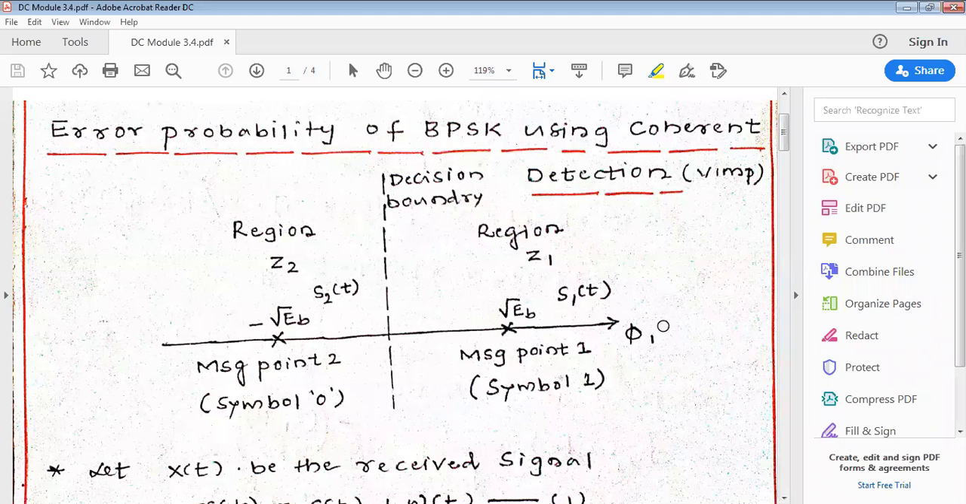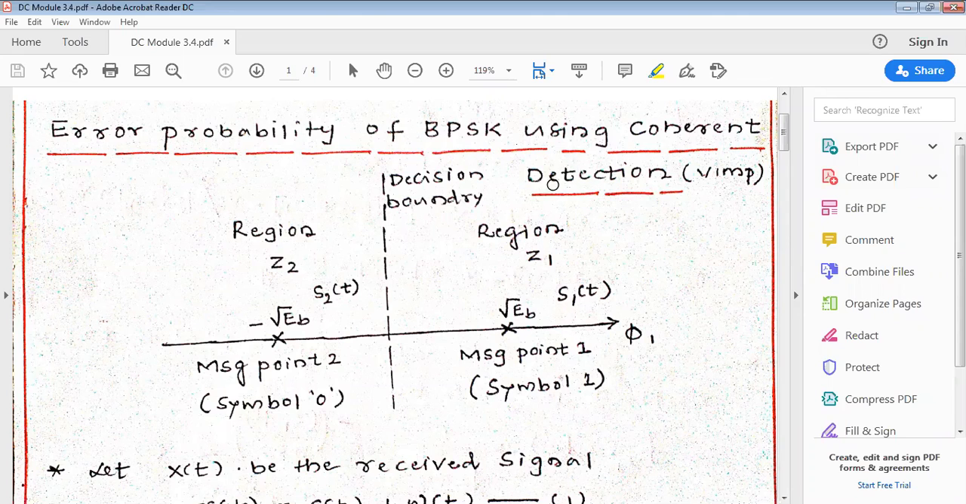Dear students, in this video, we'll study the error probability of BPSK using coherent detection. This is a very important concept to understand, so please listen and watch carefully.